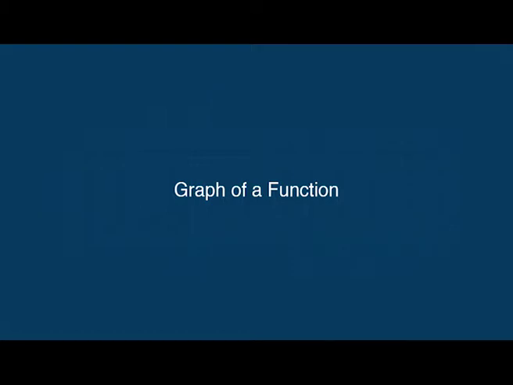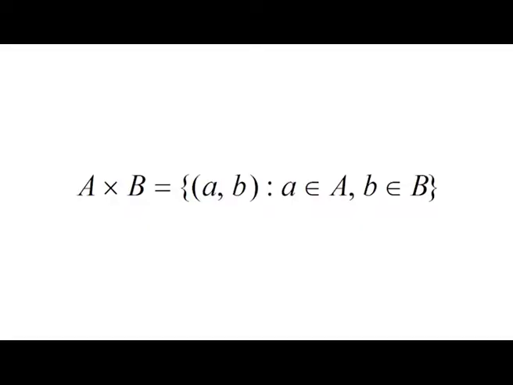Graph of a function. Let set A and set B be two sets. The Cartesian product of A and B, written A cross B, is the set of all ordered pairs (a, b) such that a belongs to set A and b belongs to set B. That is, A cross B equal to the set of all ordered pairs (a, b) such that a belongs to set A, b belongs to set B. In the ordered pair (a, b) of elements, a is designated as the first element and b as the second element. A binary relation, or simply a relation, from set A to set B is a subset of A cross B.